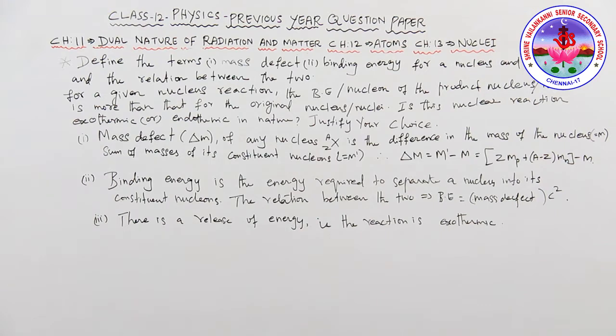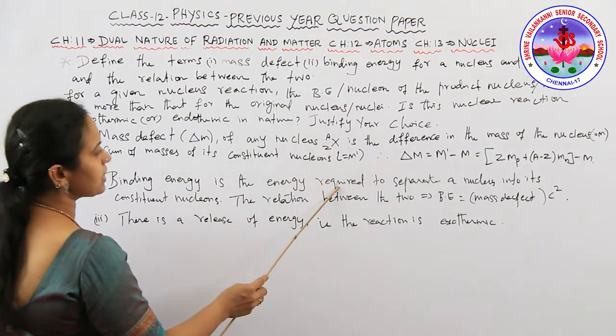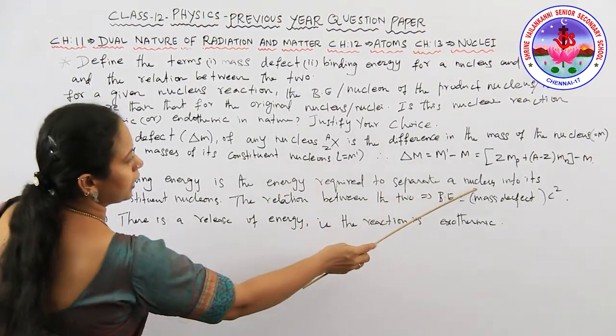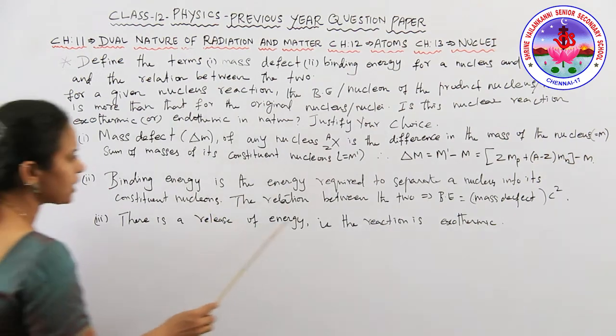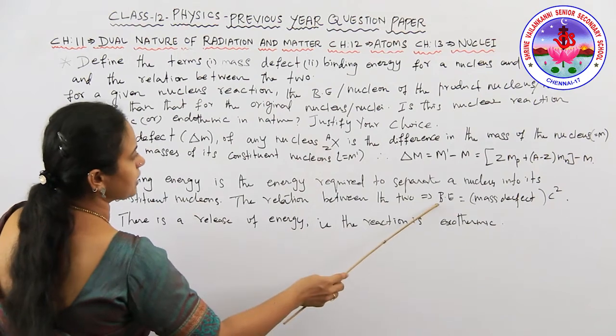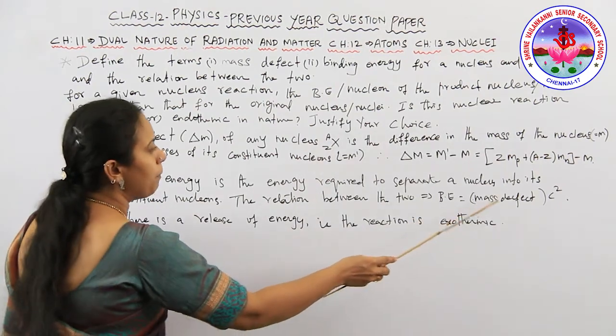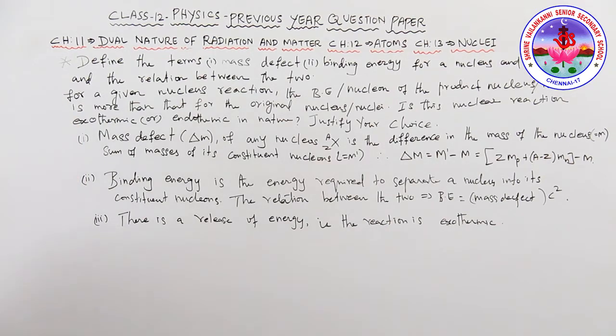For the binding energy, binding energy is the energy required to separate a nucleus into its constituent nucleons. So the relation between the binding energy and the mass defect is BE equals Δm c squared. That is the relation between the binding energy and the mass defect.